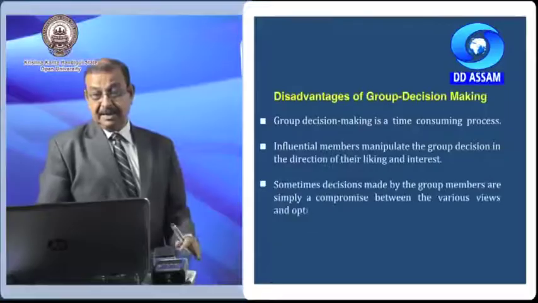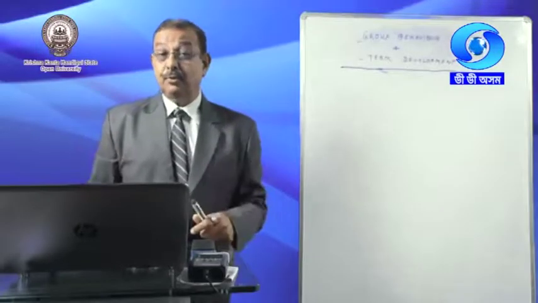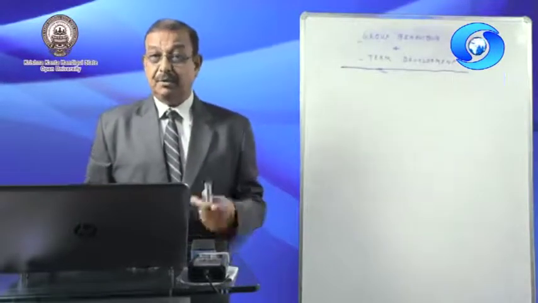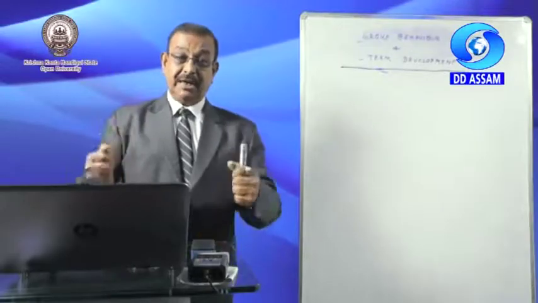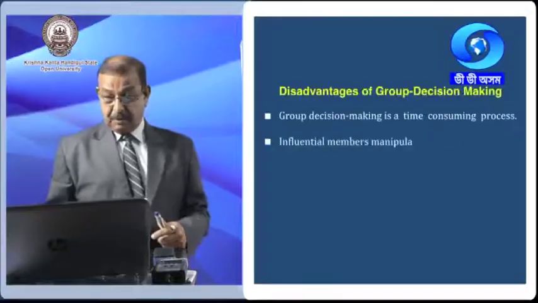Group decision making is a time consuming process. In case of some urgent situation, suppose a fire has taken place in an organization, we need to go for firefighting measures. In that case, we do not have the time to invite the members to sit and discuss in a group what we should do. So we cannot afford to go for democratic decision making. We have to be autocratic, one person taking full charge of the situation and deciding.